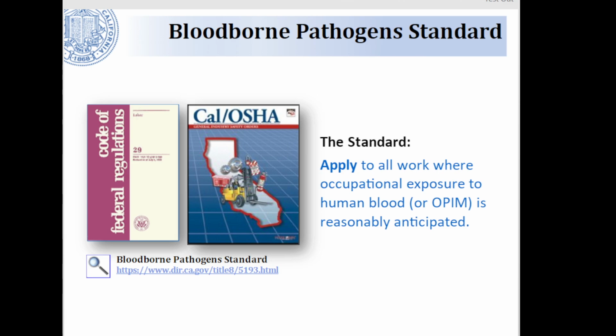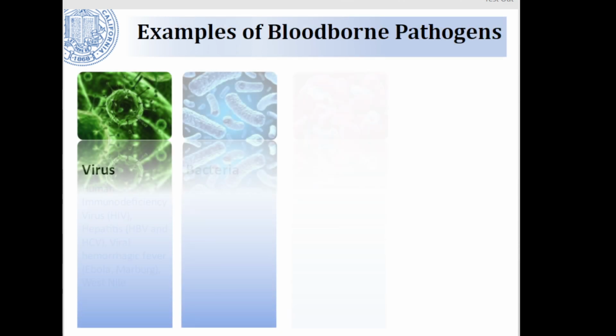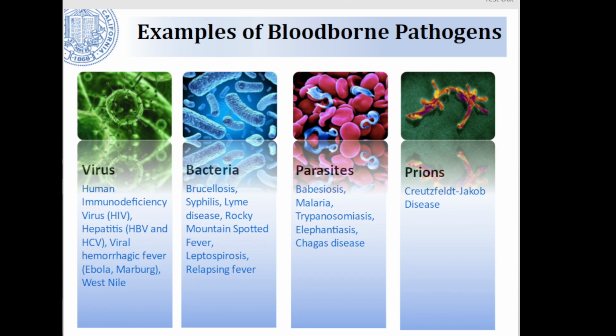This standard applies to all work where occupational exposure to human blood or other potentially infectious material is reasonably anticipated. Review this standard online at the California Code of Regulations website or Guidance and Expectations of Workplace with Human Bloodborne Pathogen Exposure Risk. Bloodborne pathogens include viruses, bacteria, parasites, and prions, all of which can be transmitted through fluid exchange and may lead to disease.